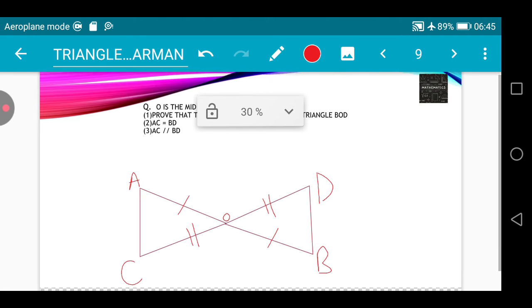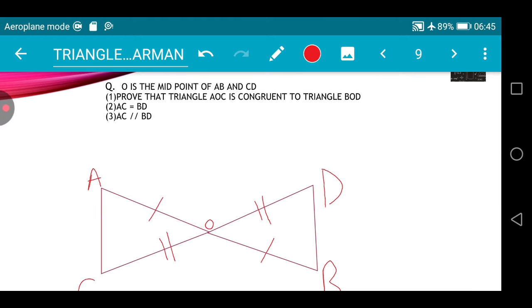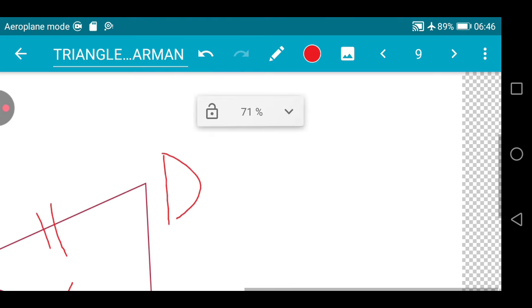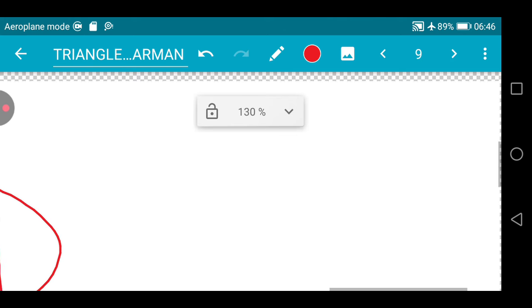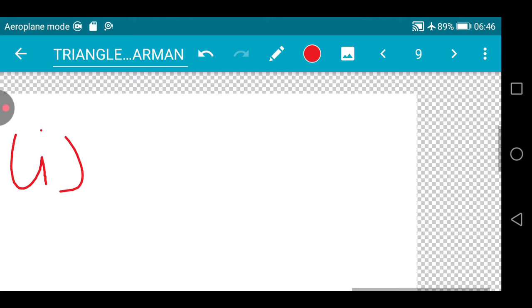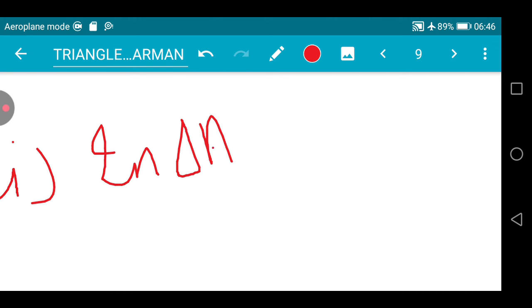Prove that, what do you have to prove? Prove that triangle AOC is congruent to triangle BOD, and AC equal to BD, and AC is parallel to BD. This is what you have to prove. First we'll move to the first part. First part I am doing here only. Second part we will do on the next page. In triangle AOC and triangle BOD.